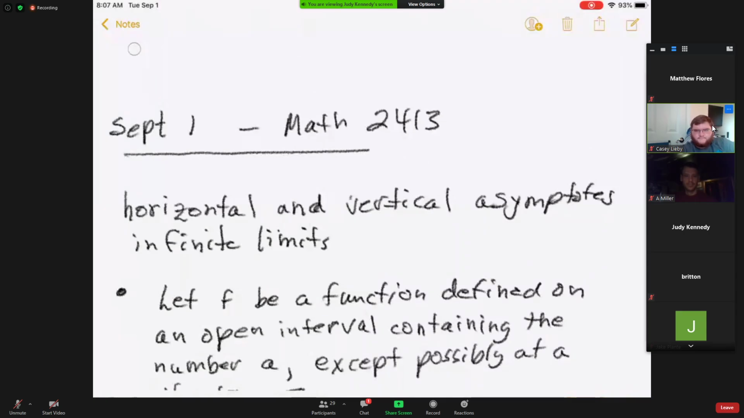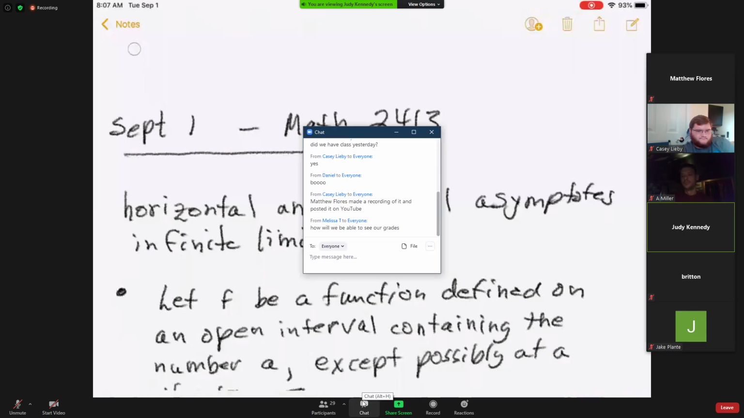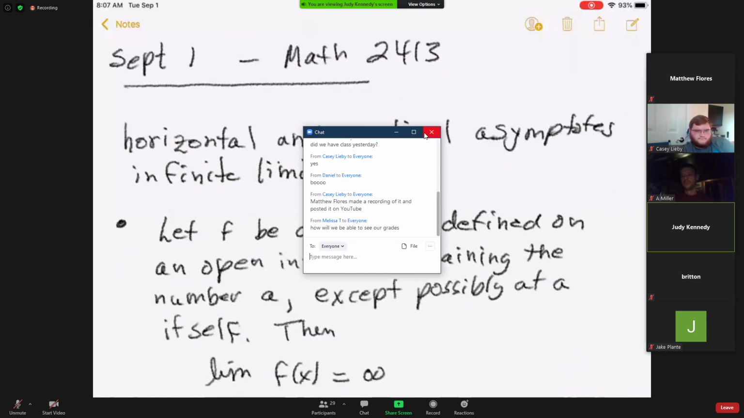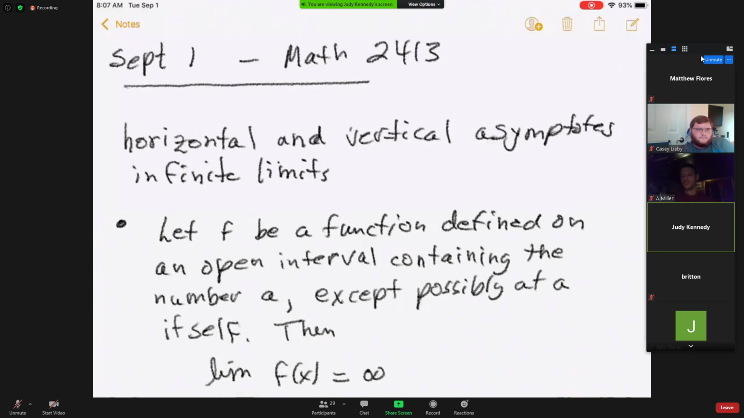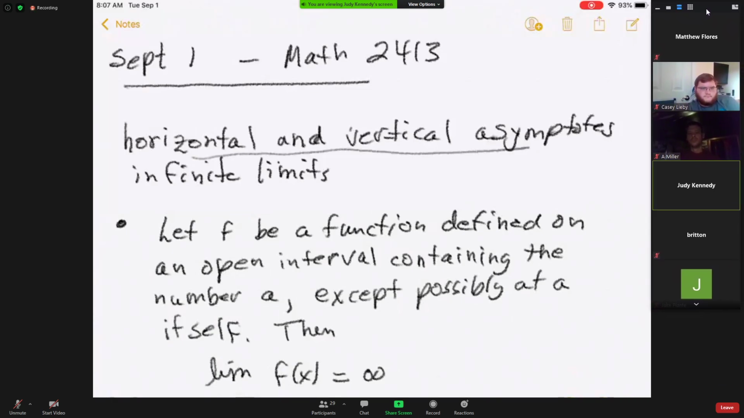Okay, great, thank you. All right, so we're going to talk about horizontal and vertical asymptotes and infinite limits first. This will just help you with problem number 4 in your homework, but it's not really that new. You've seen the idea of horizontal and vertical asymptotes before.